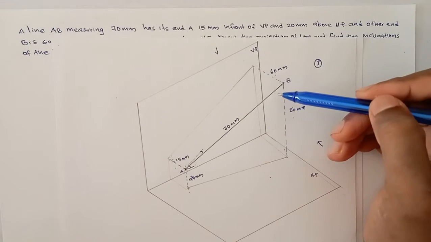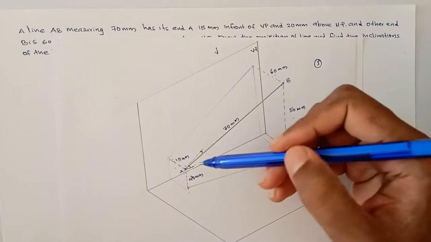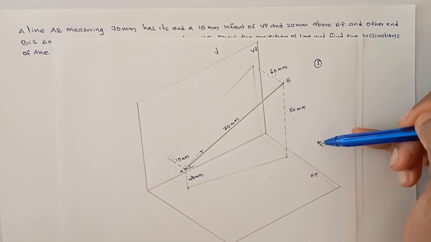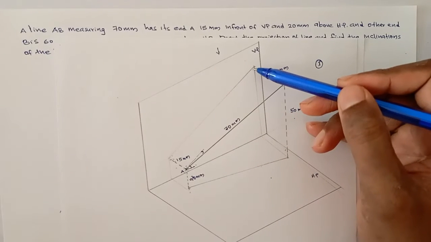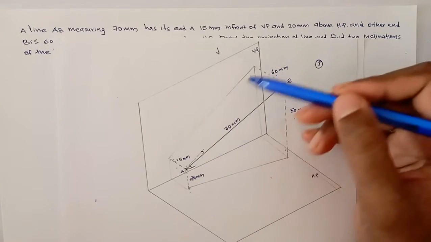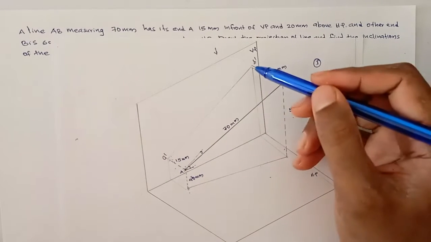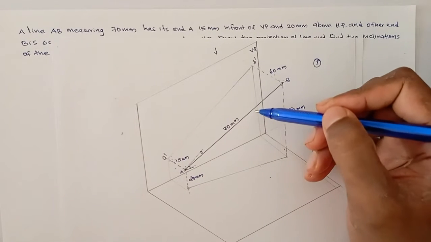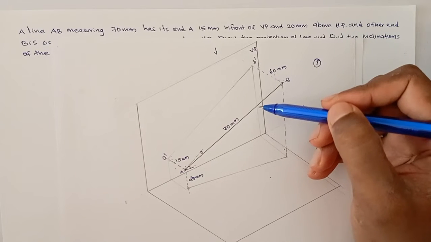Here the line is making an angle with both the HP and VP. So in the front view, when we are looking from this side, you will get an image on the VP, that is called front view. What about the distance of the front view? This is A dash B dash. Is this distance equal to the 70 mm true length? No, it is not equal to 70 mm.